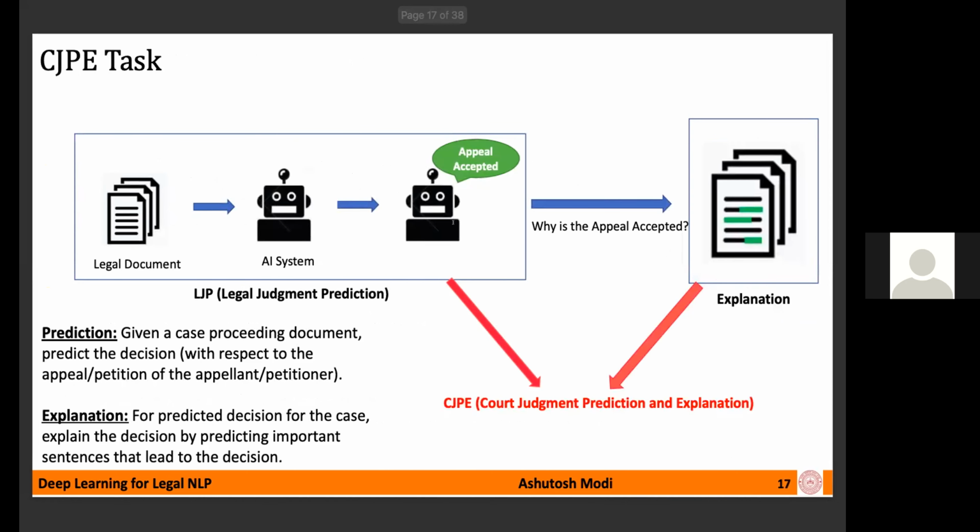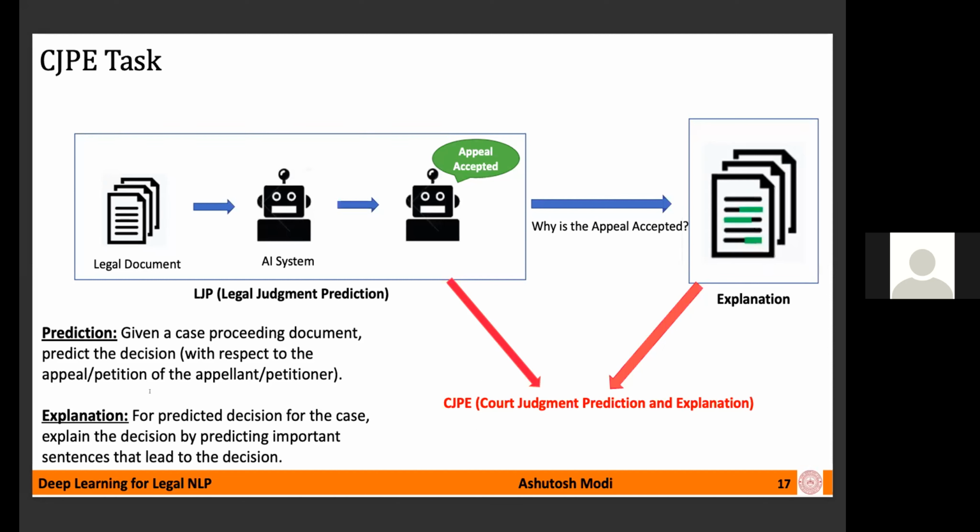So let me talk about the CJP task that we propose in this work. Given a legal document or a proceeding, the aim is to build an AI system that is capable of determining the outcome of the case. Okay? However, this alone would be just legal judgment prediction, or LJP. This is the first box that you see. But as I mentioned earlier, an automated decision system is not tenable in law unless it explains how the model reaches that decision. Therefore, in the CJP task, the task is to explain the decision as well by determining the important sentences that lead to that decision. So this is the explanatory part.